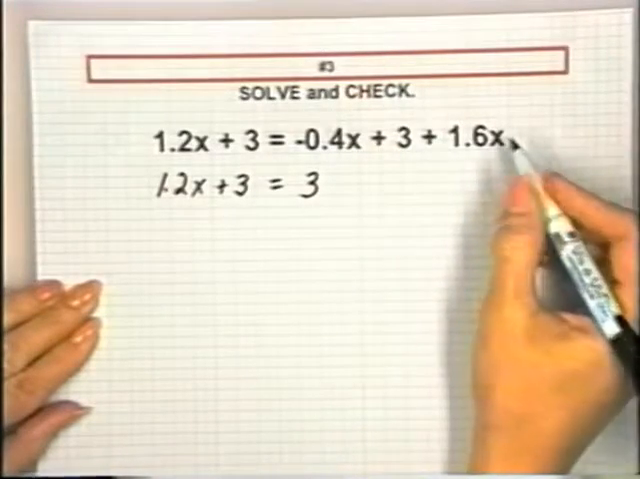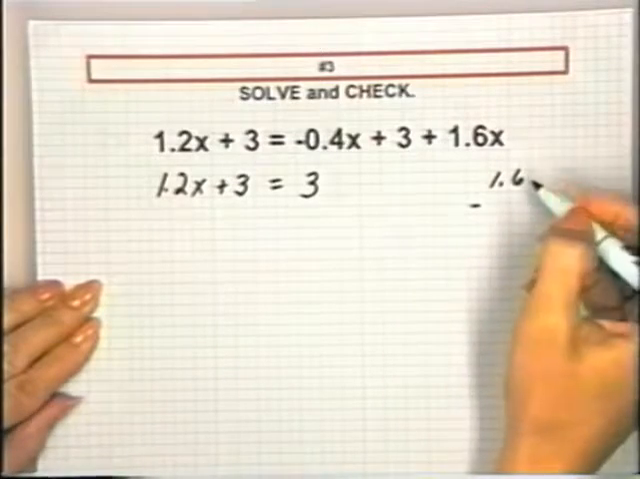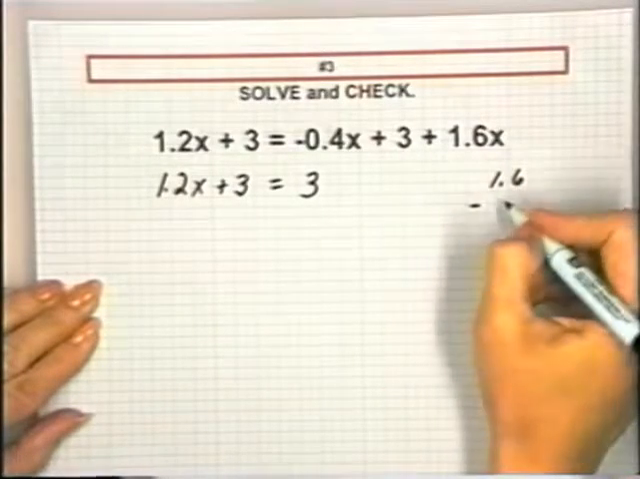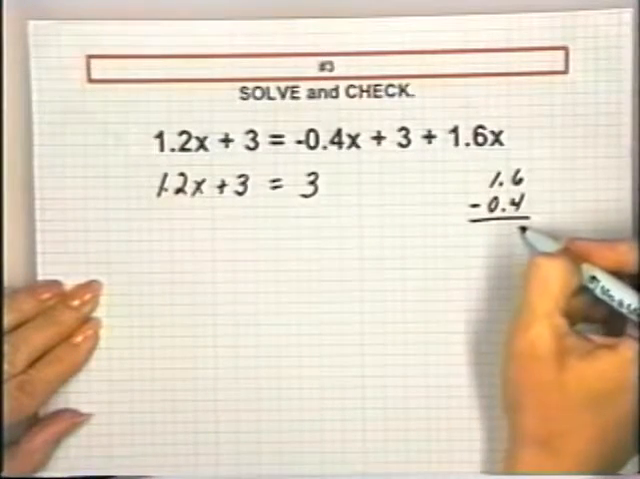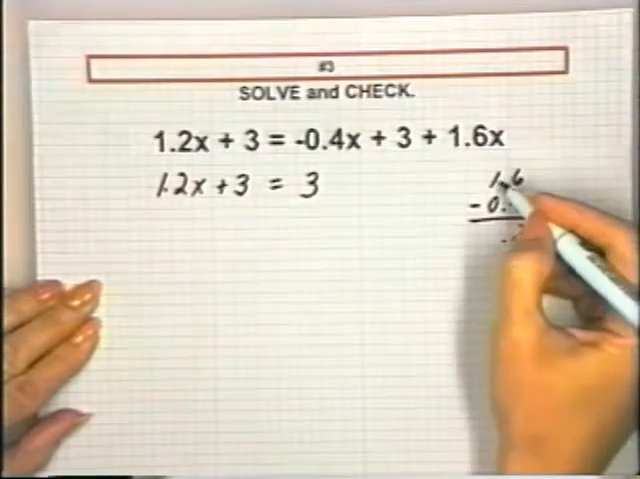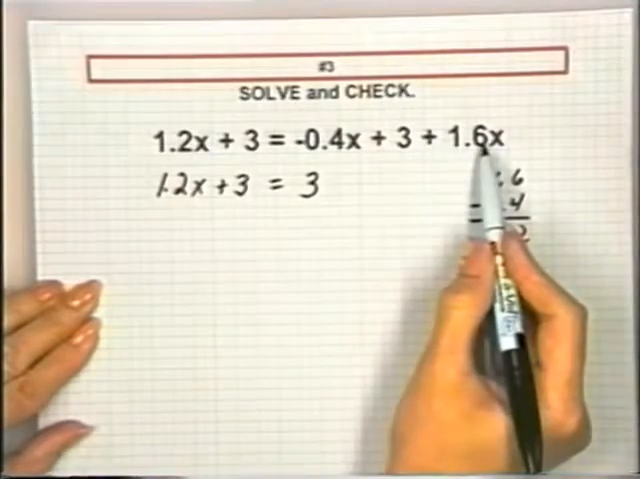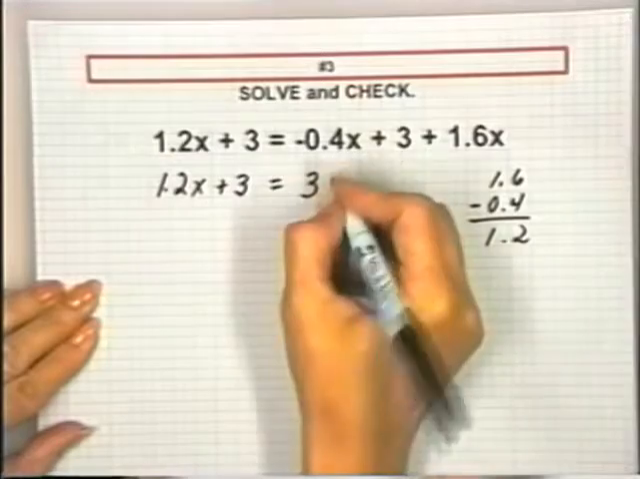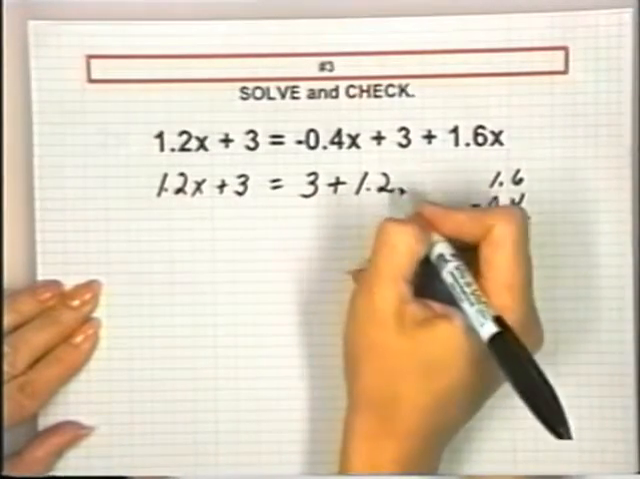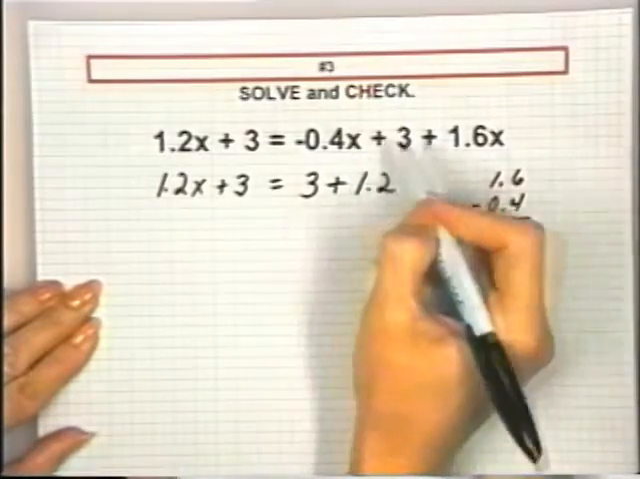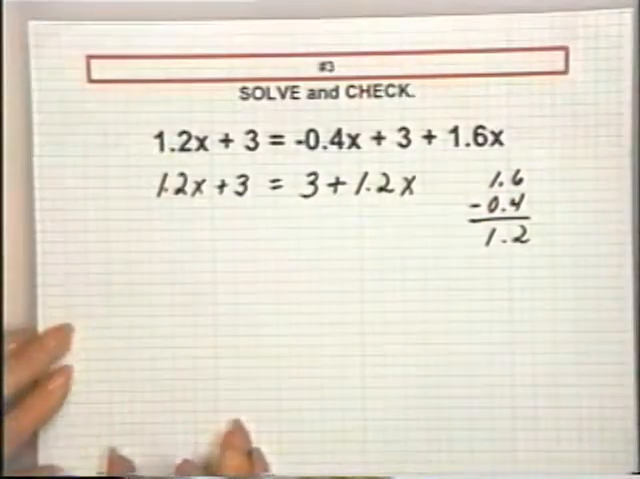To combine these like terms, I need to subtract their coefficients. So I will say 1 6/10 subtract 4/10. 6 subtract 4 is 2. Bring your decimal down. 1 subtract 0 is 1. Since the 1 6/10 is larger than the 4/10, the 1 2/10 will be positive. So when I combine minus 4/10 x and 1 6/10 x, I get 1 2/10 x.